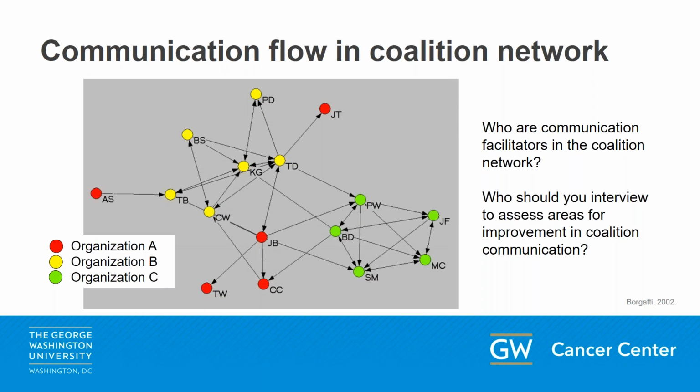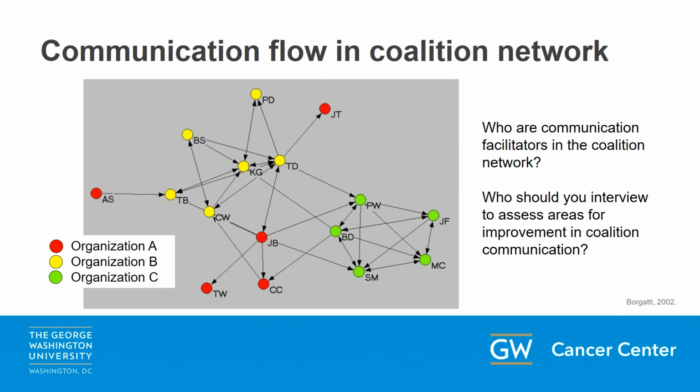This is an example of a social network. Let's say it's a coalition, very much like the Hep B coalitions, made up of all of these different organizations. We have organizations A, B, and C here. This network map was created by asking the question, who do you send relevant information to? You can see which organization members send information to others by looking at the direction of the arrows on the map. As you can see, member AS from organization A, in the red circle on the very left-hand side, sends information to TB from organization B.